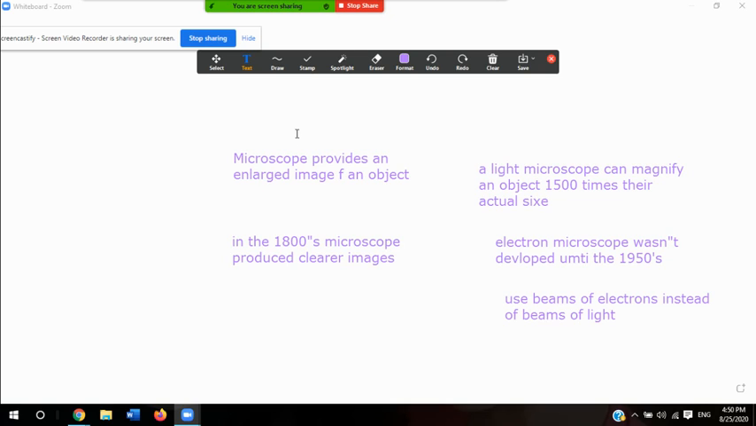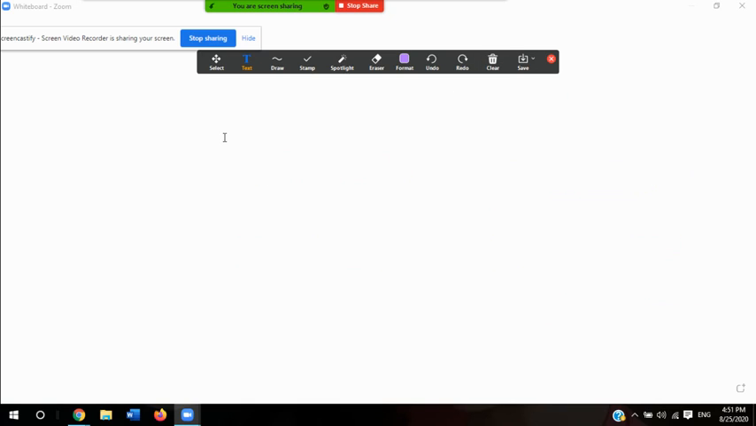Okay, so just going back real quick to what we started. We're talking about the tools that help biologists, and we talked about the microscope. The microscope was invented around the 1600s, but it wasn't until the 1800s that clearer images were produced, and a light microscope can magnify about 1,500 times the actual size of an object. And we're talking about the electron microscope, which wasn't developed until about the 1950s. It's called an electron microscope because instead of using beams of light, it actually uses beams of electrons. So I'm going to clear my drawings here, and then we're going to continue to talk a little bit about the microscopes.